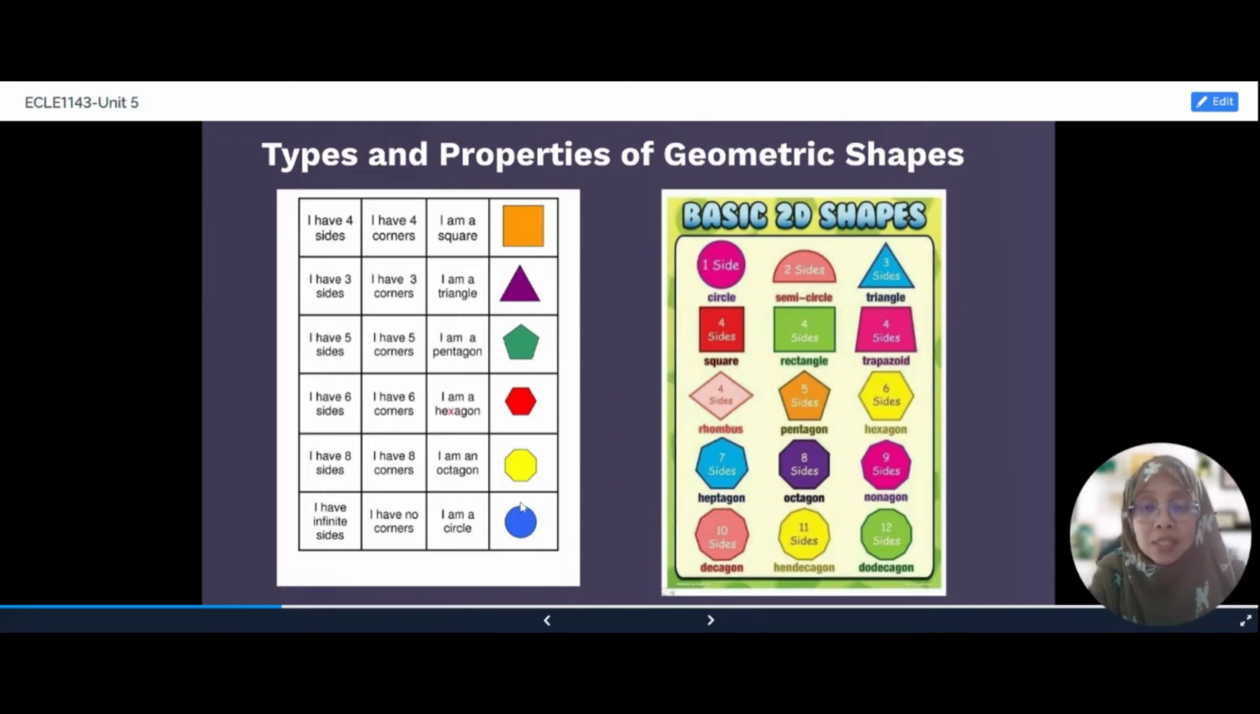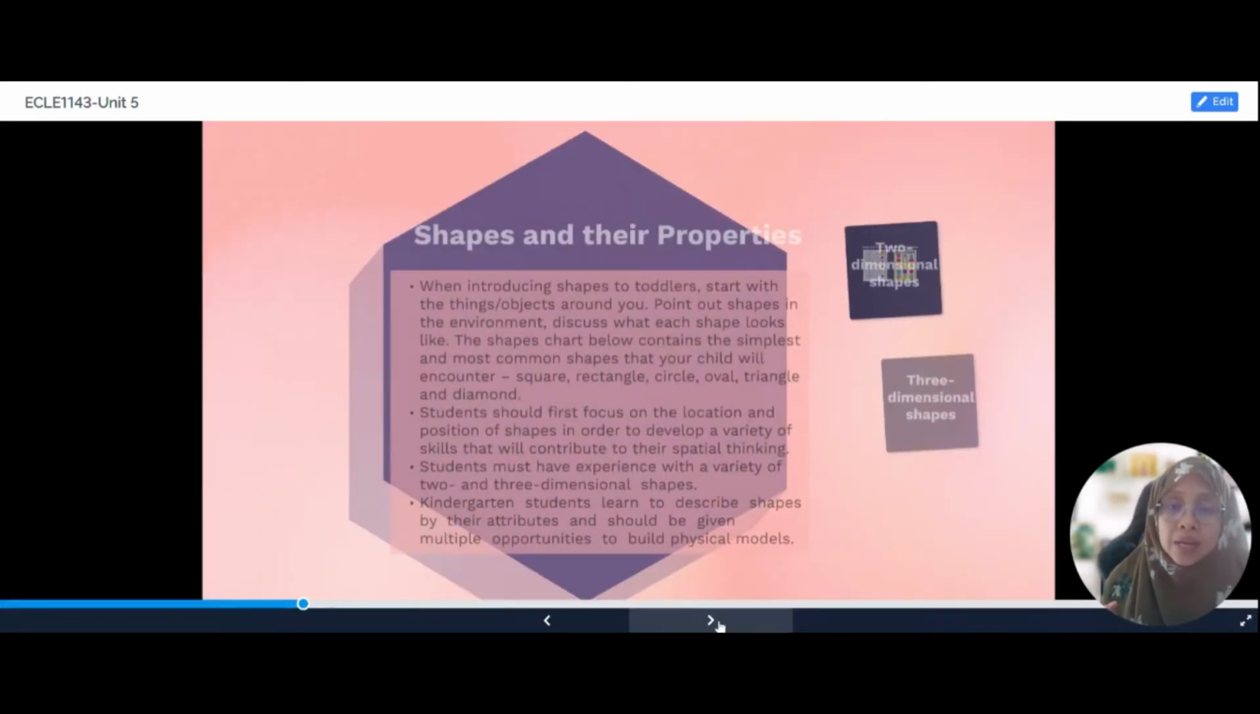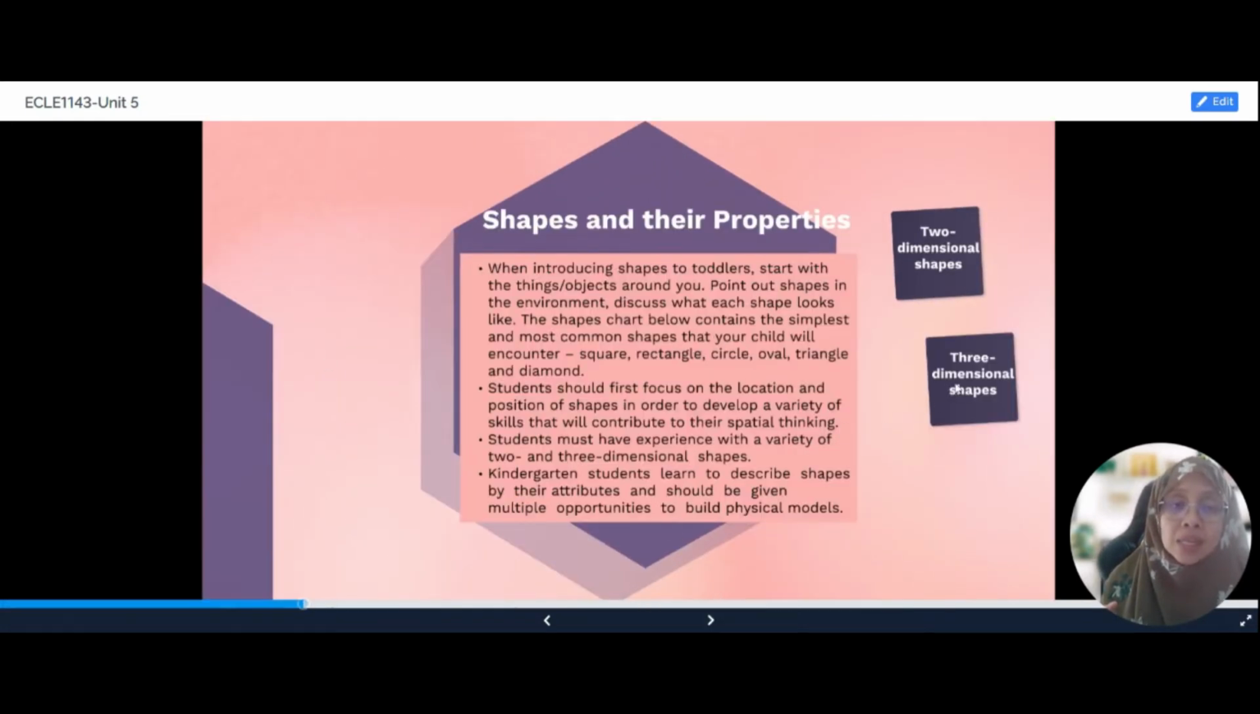For the circle, definitely I have infinite sides. Tak ada, and I have no corners, and I am a circle. Tapi ada juga yang mengatakan kalau circle tu is only one side. Sebenarnya it's infinite sides, ya. So these are the words or the terms that you can use to discuss the properties of geometric shapes for the basic 2D shapes. Alright, next, 3-dimensional shapes.